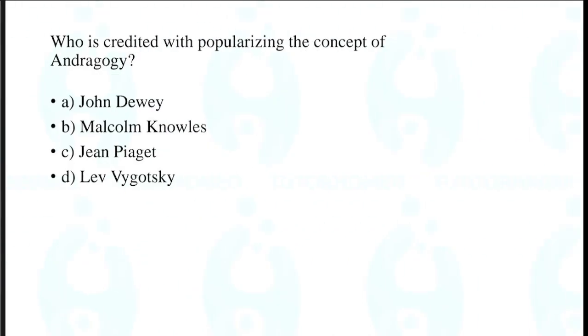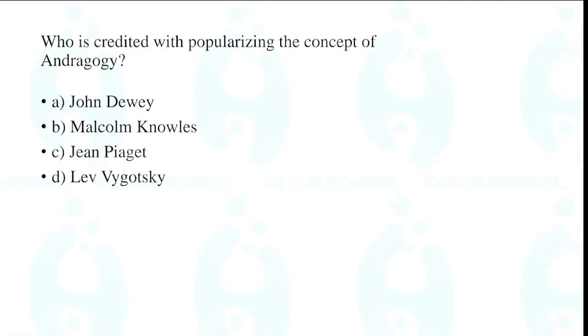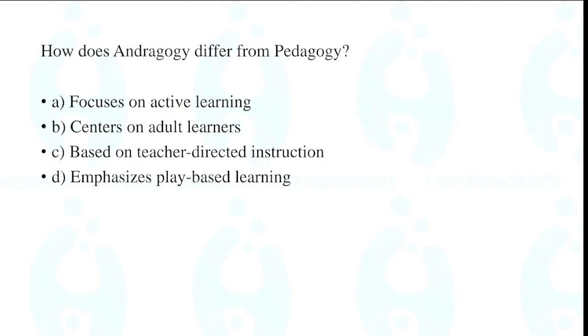Next question. Who is credited with popularizing the concept of andragogy? Is it John Dewey, Malcolm Knowles, Jean Piaget, or Lev Vygotsky? Your answer is Malcolm Knowles. Basically, he was a key figure in establishing the theory of andragogy for adult education. Don't forget the answer, Malcolm Knowles.